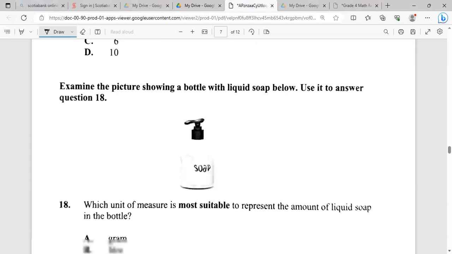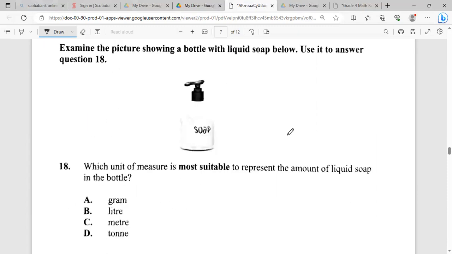All right, examine the picture showing the bottle with liquid soap below. Use it to answer question 18. Which unit of measure is more suitable to represent the amount of liquid soap? Is it gram, liter, meter, or ton? Again, we have discussed all of this, so that will be liter.